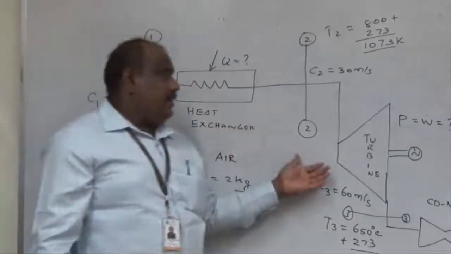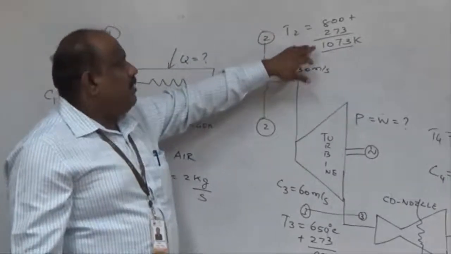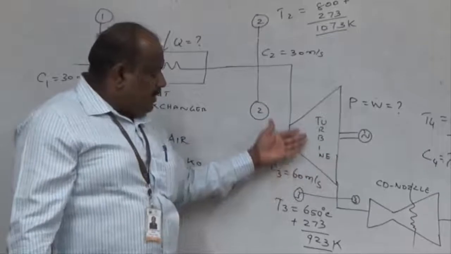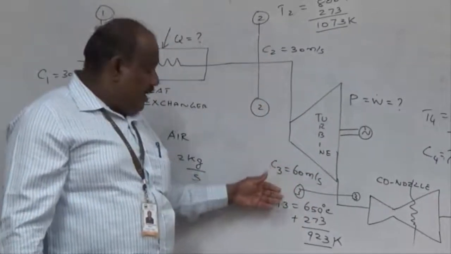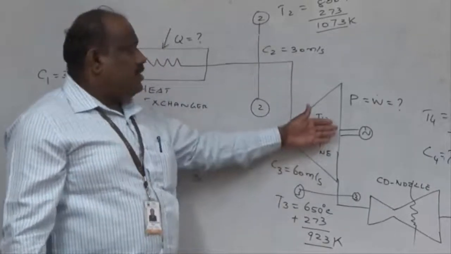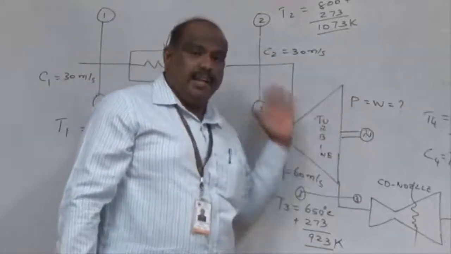In the second part, the air is coming at a velocity of 30 meters per second where the temperature is 1073 Kelvin and is going to get expanded in the turbine. Leaving the turbine, the velocity has increased from 30 meters per second to 60 meters per second and the temperature has dropped from 1073 to 903 Kelvin with a positive power output. So what may be the question? How much amount of power is generated in the turbine?